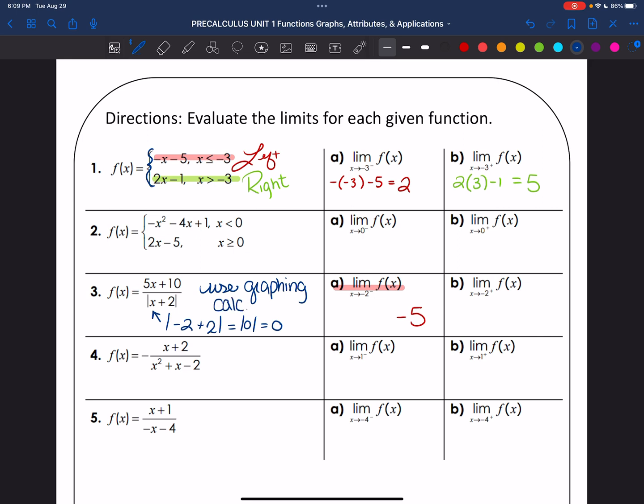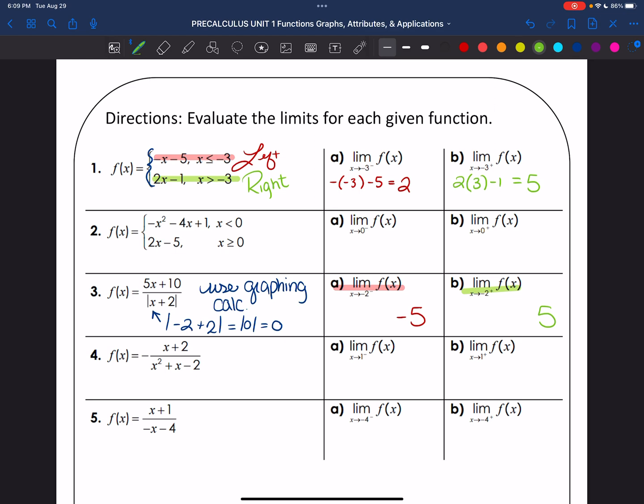All right. Now, what about for the other side? What about if we're looking at the right-hand limit? If you were traveling on that graph, coming from the positive section, moving backwards towards negative 2, what height is that function at? It is at 5.